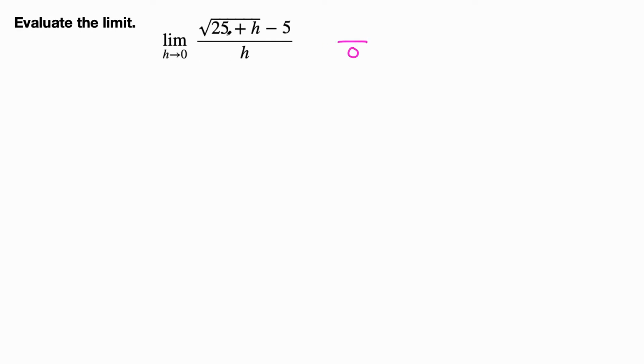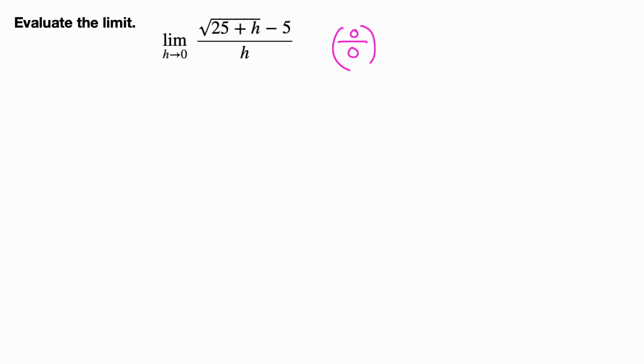On the top, 25 plus 0 is just 25. The square root of 25 is 5, minus 5 is 0. So 0 over 0. That means when we graph this function at exactly h equals 0, there is a hole on the graph. But we can still compute the limit.